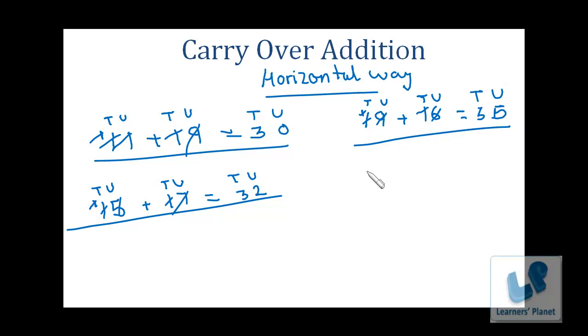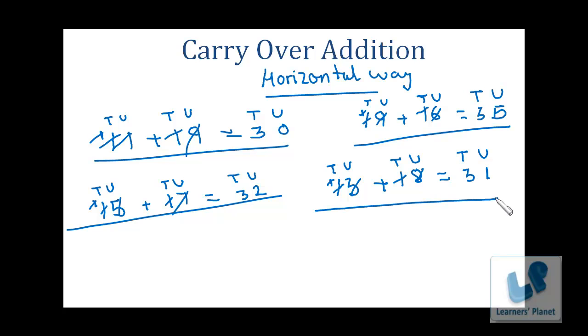Now suppose we have 13 plus 18 equals tens, units, tens, units, tens and units. Now 8 plus 3 equals 11, 1 over here, the other one to be carried is over here. Now 1, 2 and 3, so that equals 31. Okay, this is a very easy method. Okay, I hope this is clear to you.